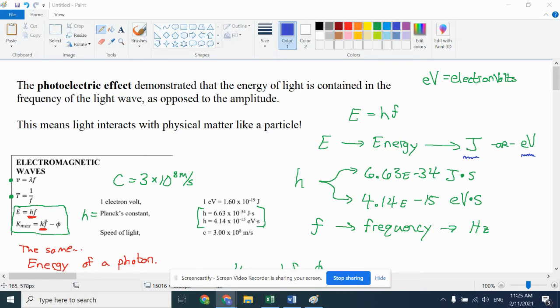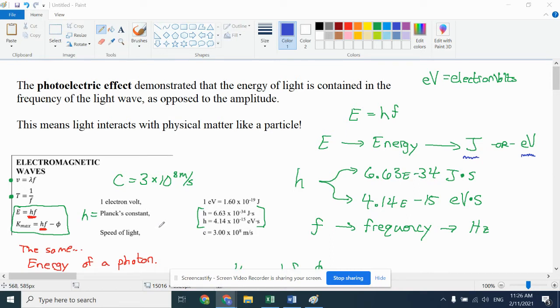I want to point out hf appears in both of these equations. They mean the same thing. They're the energy of a photon. A photon is a particle of light. That energy is dependent upon h, called Planck's constant, which has two values, I'll discuss why in a moment, times the frequency of the light.